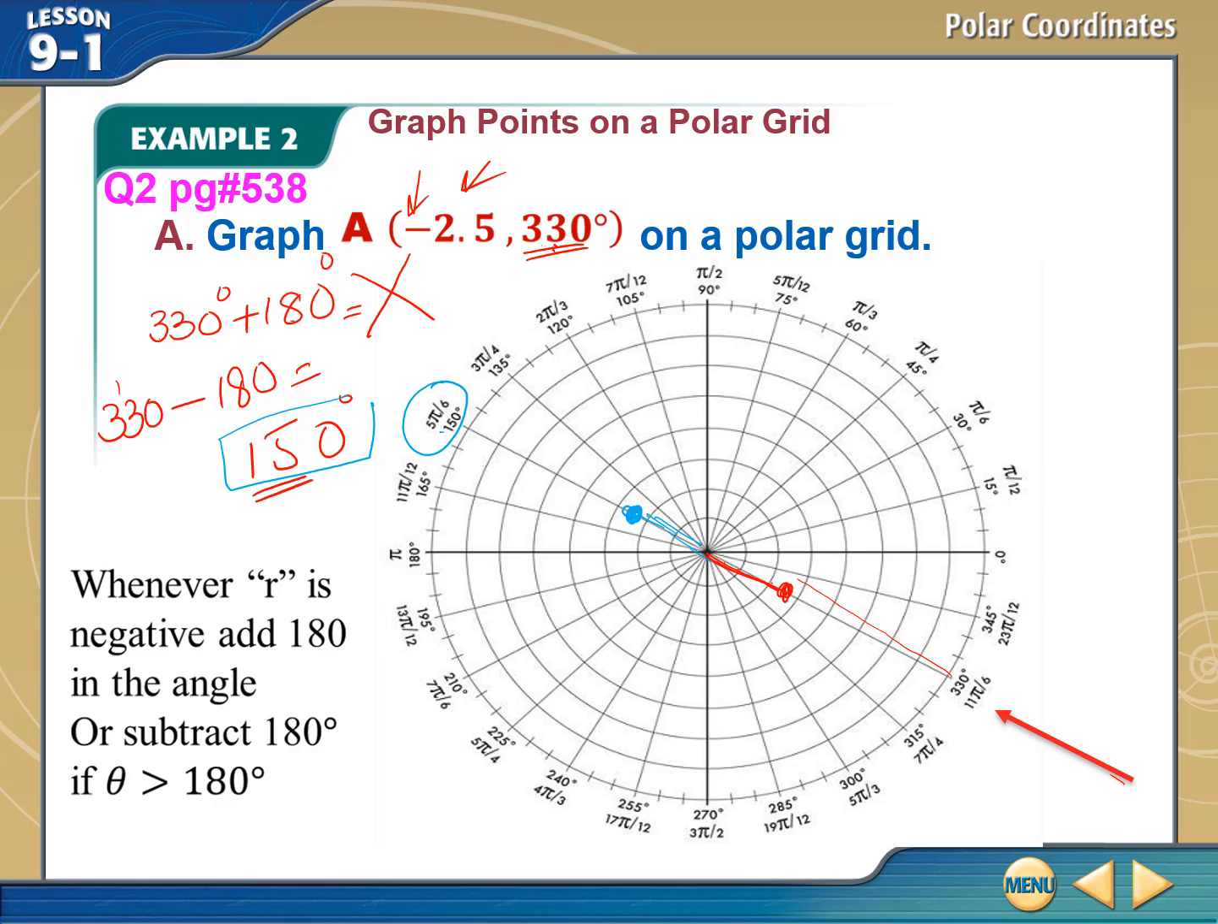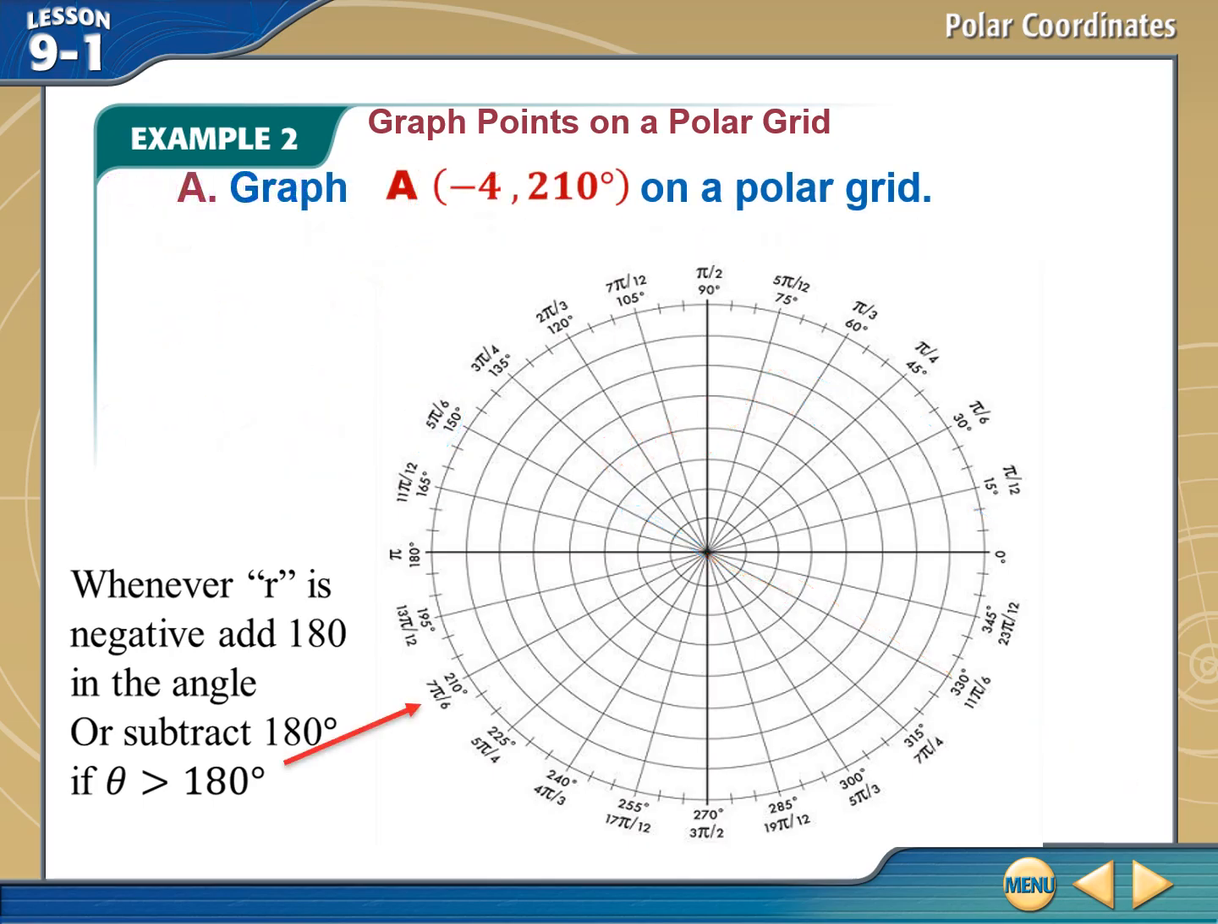So I hope that you understood, and mention where your desired answer is, because here on the grid I'm making the two lines to show how I started my work, but I have to show by writing the points which one is my desired point. So it is minus 2.5 and 330 degree.